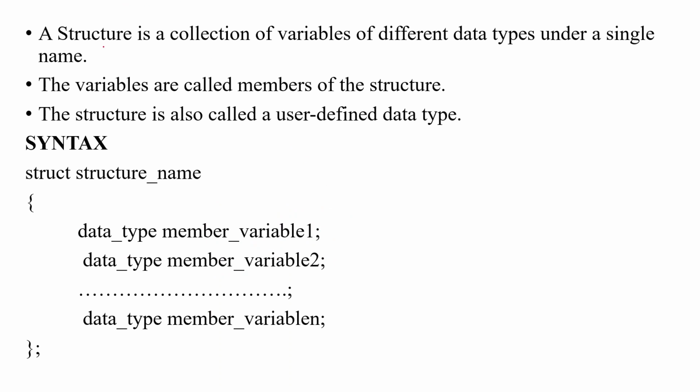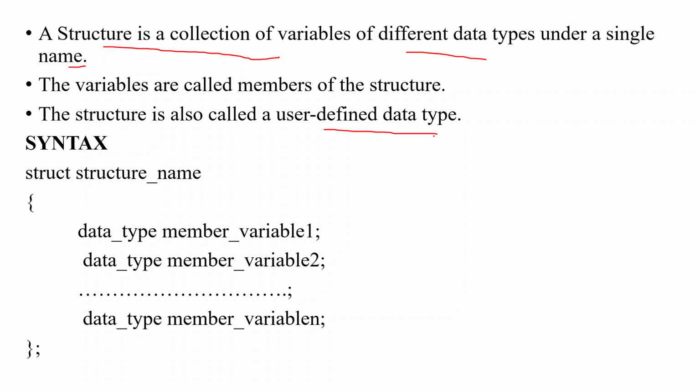What is a structure? Structure is a collection of variables of different data types under a single name. This single name is nothing but the structure tag name. The variables that we are declaring within a structure are called member variables. The structure is also called a user defined data type. Data types are of three types: primitive data type, derived data type and user defined data type. Structure comes under the user defined data type.